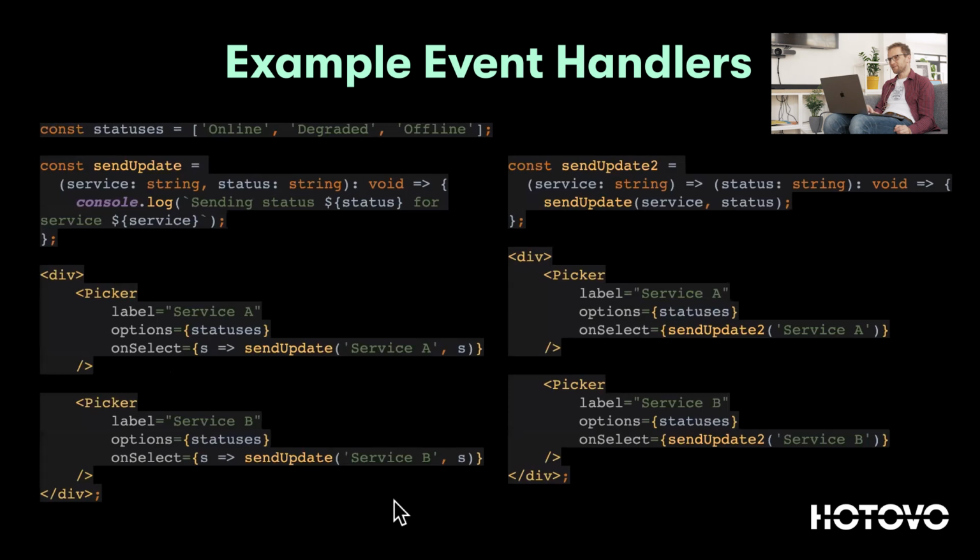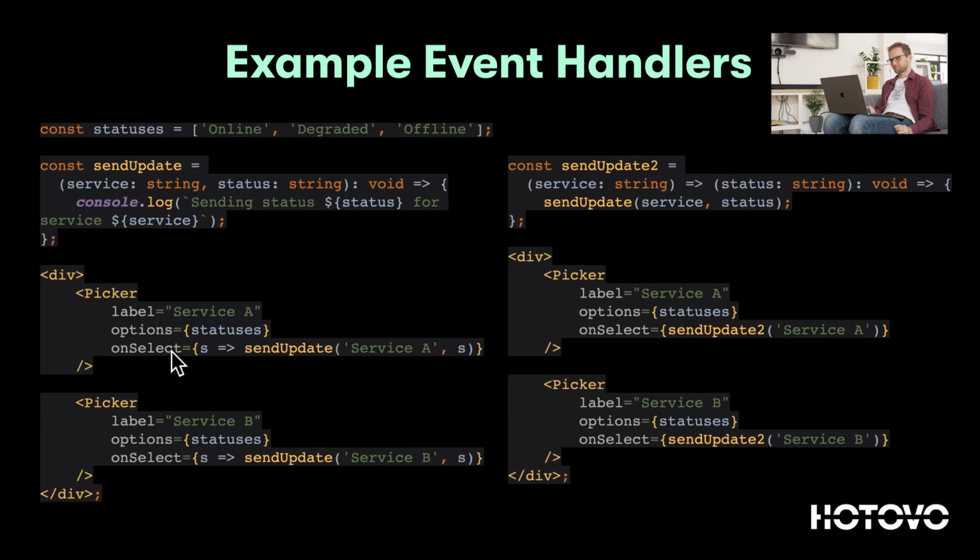So here's the example for event handlers. We have some kind of JSX syntax here, like in React, for example. What we have here is a list of statuses and a function, sendUpdate, which sends an update for a specific service. Here it just prints to the console. And we have a picker. So I select an option like online, degraded, offline. And when I select it, I should update the server about the state of this service.